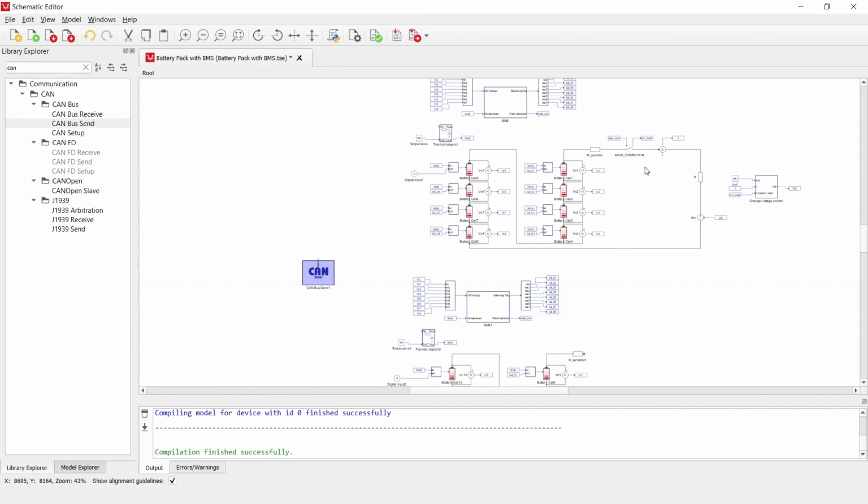This concludes the model in the loop example of the battery management system.